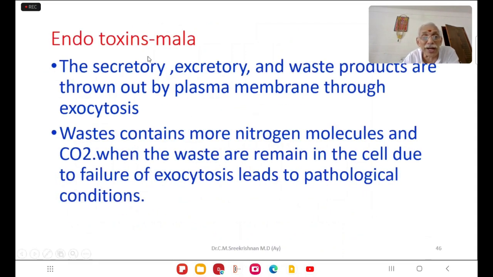So what is important? Actually, I told you the endotoxin is the causative factor. What is endotoxin? The secretory, excretory and waste products are thrown out by the plasma membrane through exocytosis from the cell. I told you, from the cellular level, the endotoxin. Normally, the waste material is thrown out by the plasma membrane through exocytosis. Waste contains more nitrogen molecules and carbon dioxide. When the waste remains in the cell due to failure of the exocytosis, it leads to pathology. The exocytosis is very important, but that is not happening when the molecules are in excess in the cell.